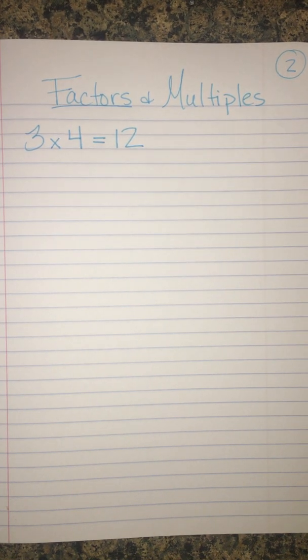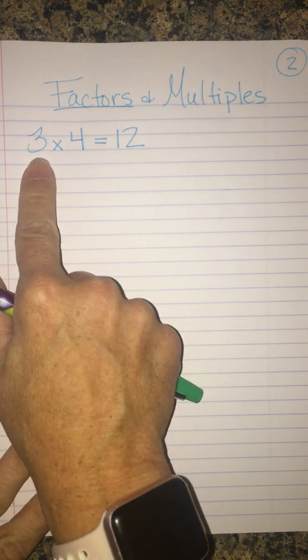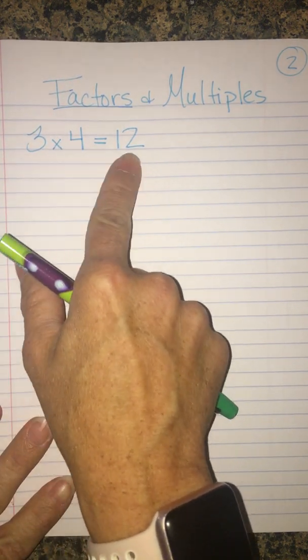Hi, fifth graders. This is a quick lesson on factors and multiples. So first, I want you to look at this multiplication sentence. 3 times 4 equals 12.